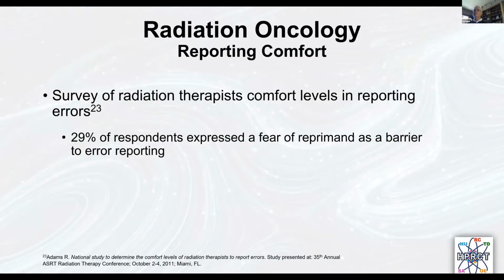So if we survey radiation therapists on their comfort level, the people we know are reporting most of the mistakes, 29% fear reprimand as a result of reporting the mistake. They're worried that either some punitive action will be taken, or they'll be yelled at. So 1/3 of the highest reporting people are not reporting because they're worried about their role and management's treatment of their role once they find a mistake.